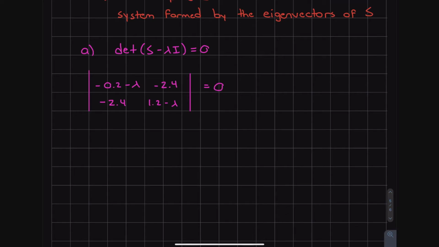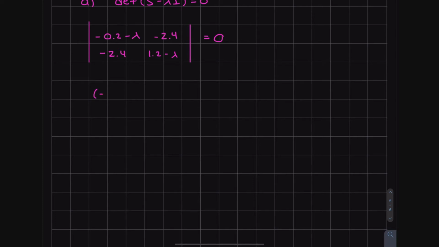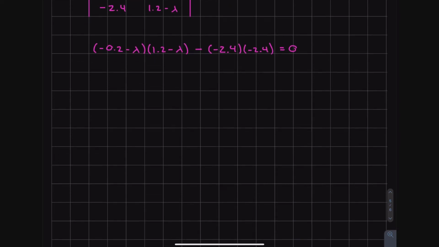So in order to solve for lambda, we can expand it out. We have negative 0.2 minus lambda multiplied by 1.2 minus lambda, and then this is subtracted by negative 2.4 times negative 2.4, and of course, this is all equal to 0. We have lambda and another lambda, so we can see that this is going to be a quadratic equation. So let's simplify it a bit. If we do all the simplification, we get lambda squared minus lambda minus 6 is equal to 0.